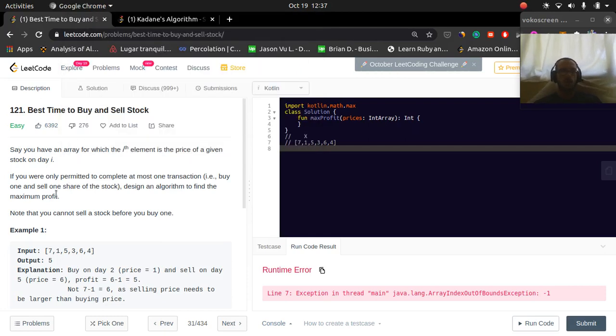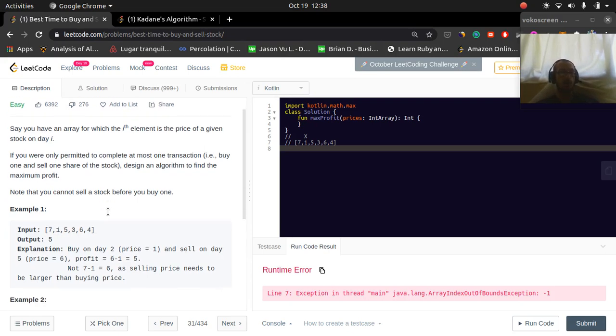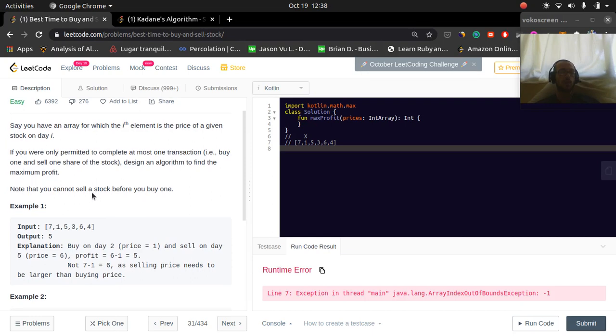So we're going to work on best time to buy and sell stock. Say you have an array for which the ith element is the price of a given stock on day i. If you were only permitted to complete at most one transaction, i.e. buy one and sell one share of the stock, design an algorithm to find the maximum profit. Note that you cannot sell a stock before you buy one.